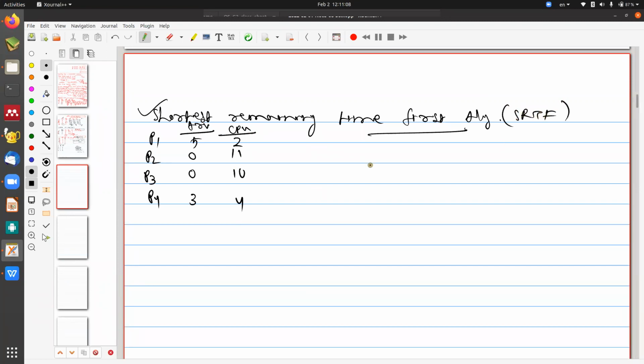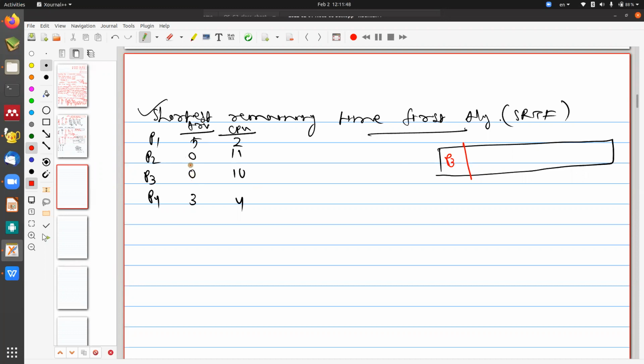What does it do? We prepare this Gantt chart. First, which one will be executed? Both of them are coming first. Since both processes arrive at the same time, whichever has less execution time will be executed first. So P3 enters first. How much time does it have to be executed? In SJF, it would be executed for the whole 10 units because no preemption takes place in the middle. But in this case, what happens here?